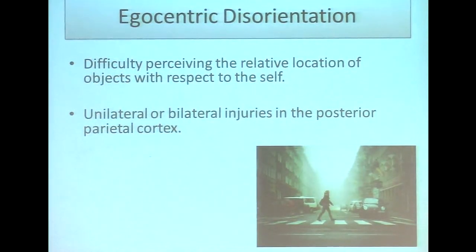Then you get what they call egocentric disorientation, where you have difficulty perceiving the relative location of objects with respect to yourself, judging how far a car is from you, judging how far a glass of water is from your hand. You lose that sense of where your body space ends and begins. And often if that is the case, it's because of unilateral or bilateral injuries in the posterior parietal cortex.